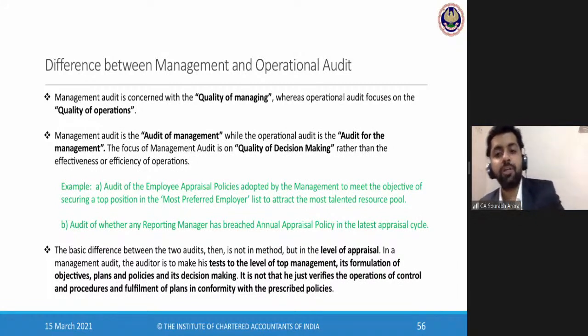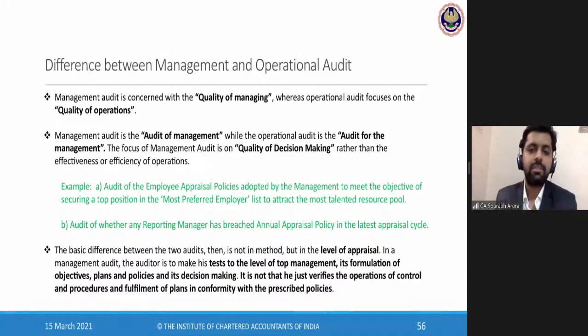And while the operational audit is the audit for the management, since the operational audit reports are presented to the management, so it is for the management and not of the management. The focus of management audit is on the quality of decision making.